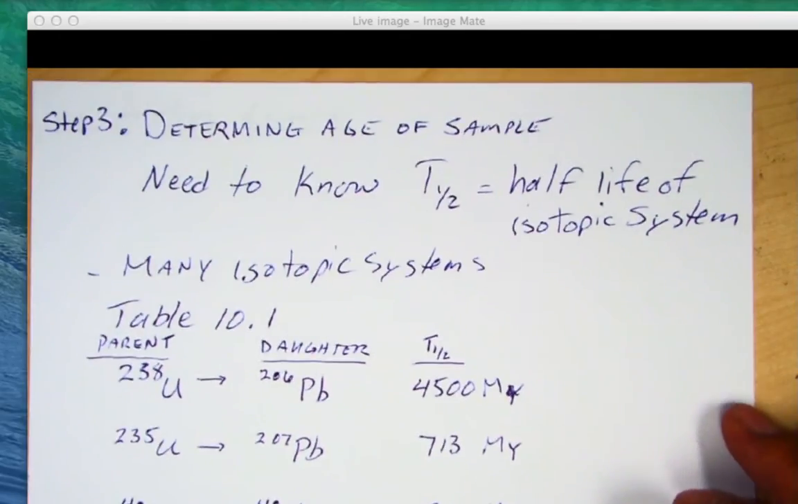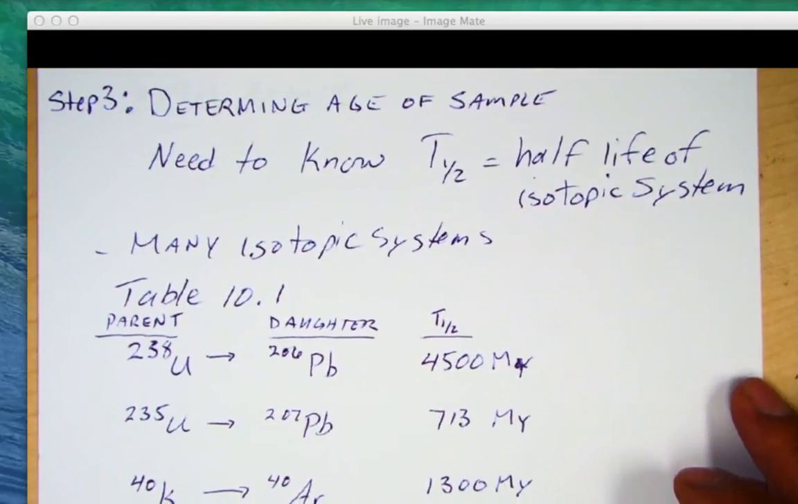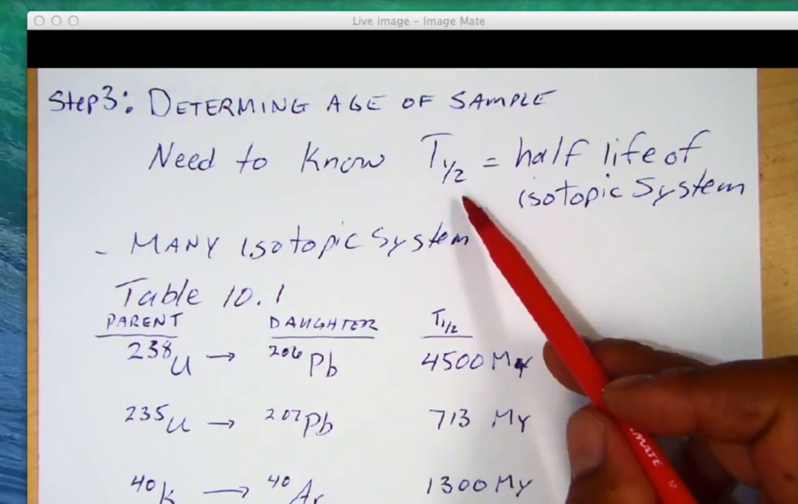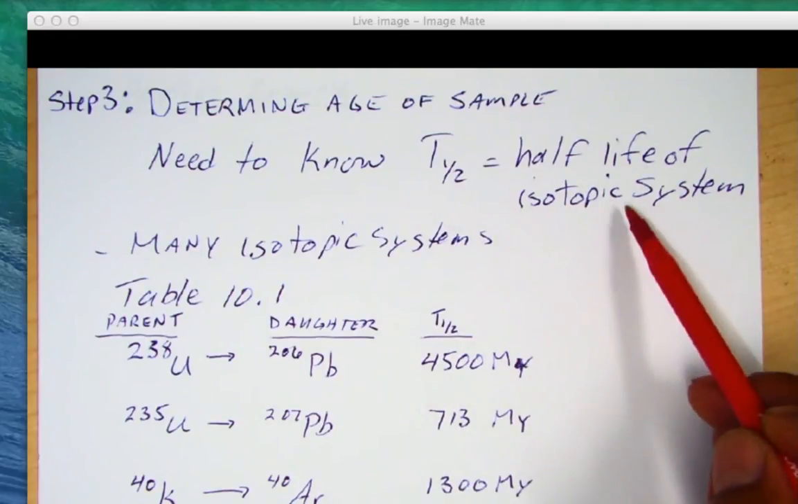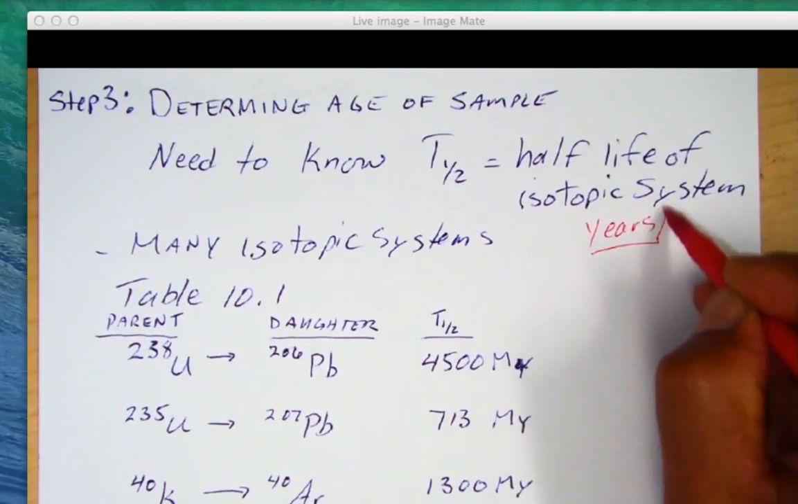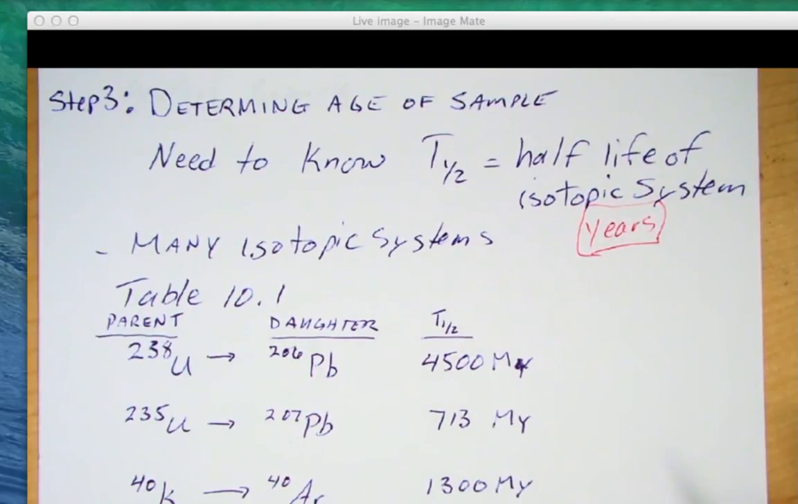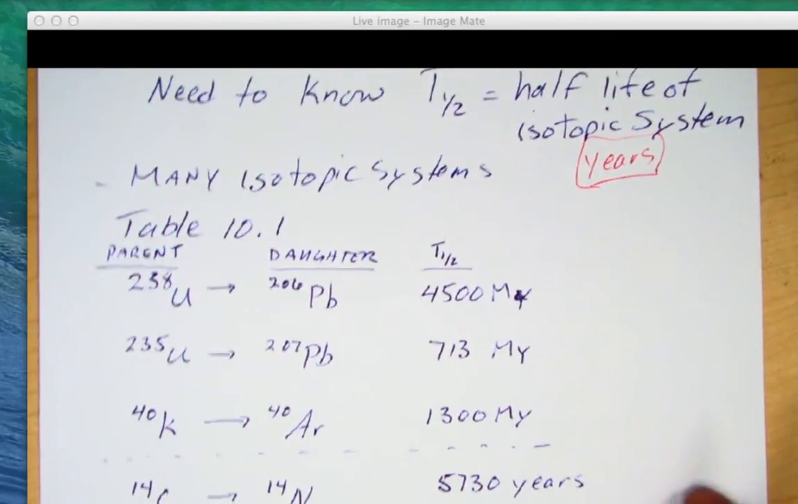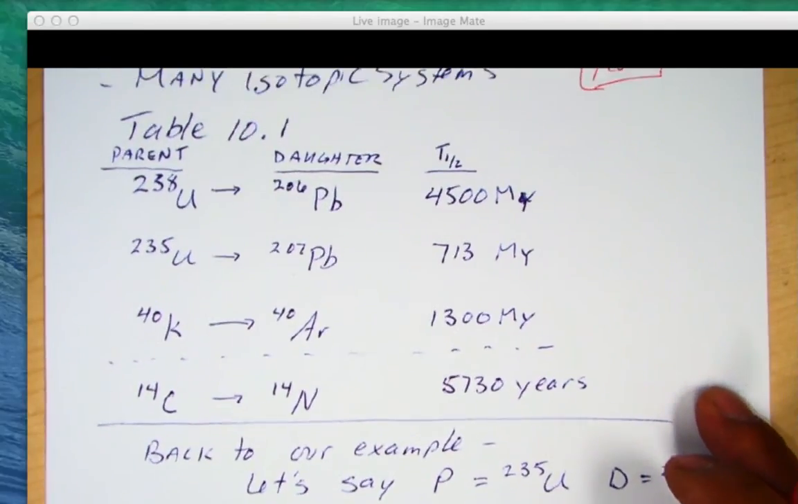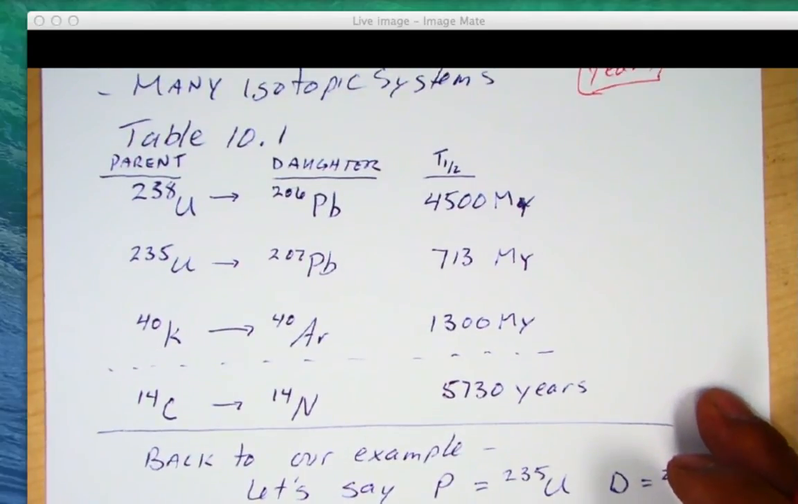So the next step is to determine the age of the sample. And so we need to know this T1/2. We know t, remember, t is the half-lives elapsed, but T1/2 is the half-life of the isotopic system. So this is going to be something in years, right? Not just a number of half-lives, but in years. So you'll see that there are many isotopic systems, and each system has its own independent half-life, because remember, it's its own independent decay constant.